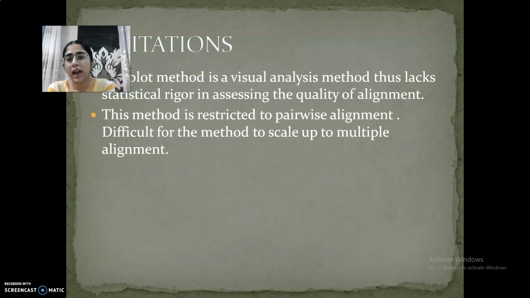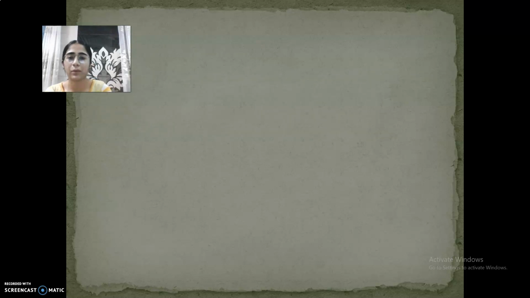Now, everything has its own limitations, and so does the dot plot method. A few of its limitations: the dot plot method is a visual analysis method, and thus lacks statistical rigor in assessing the quality of alignment. Next, this method is restricted to pairwise alignment. It is very difficult for the method to scale up to multiple alignment because it is time consuming and so much effort is needed to apply the dot plot method for multiple sequence alignment. Therefore, it is basically used for pairwise sequence alignment.